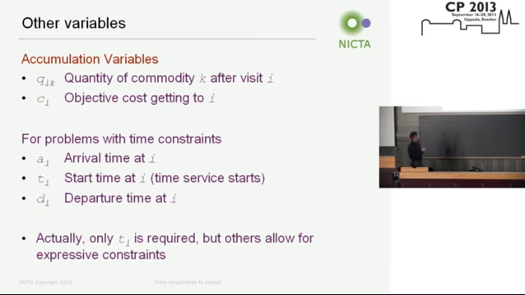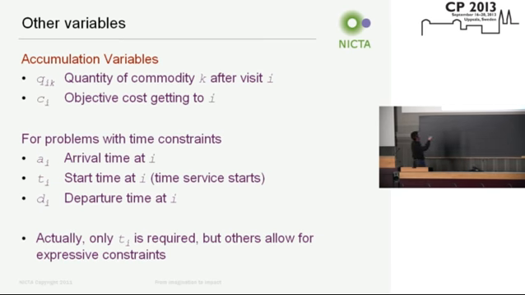If I've got time windows, I need to know the arrival time at my stop and my start time. In most problems, I'm allowed to arrive early to a stop and then wait until my time window opens. So I might arrive a little bit early and then start at a different time. So I'm going to have 2 separate variables for those. My departure time is after I've done my service, I depart at a particular time.